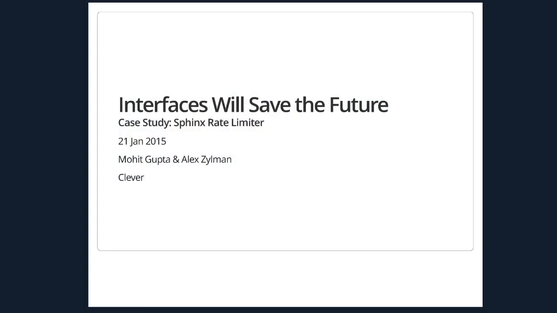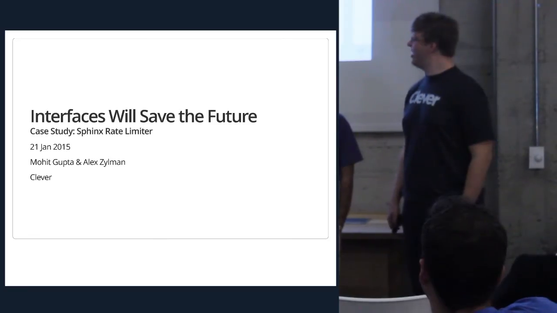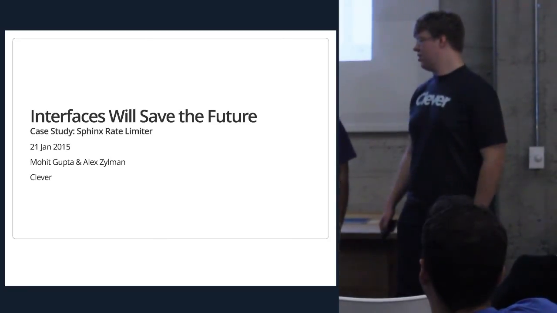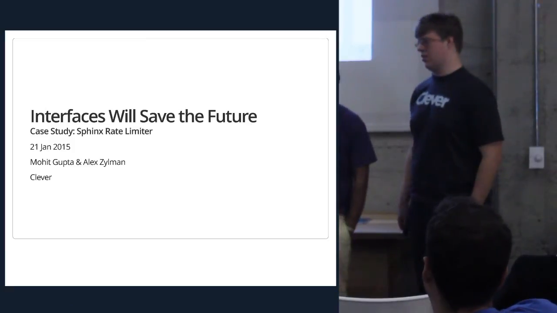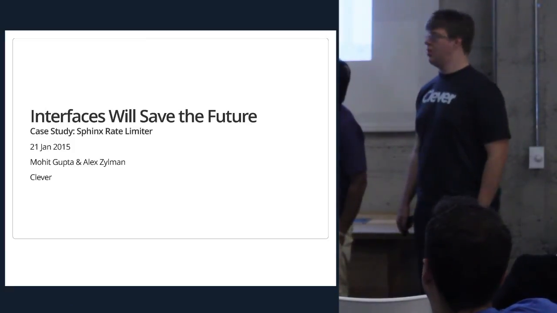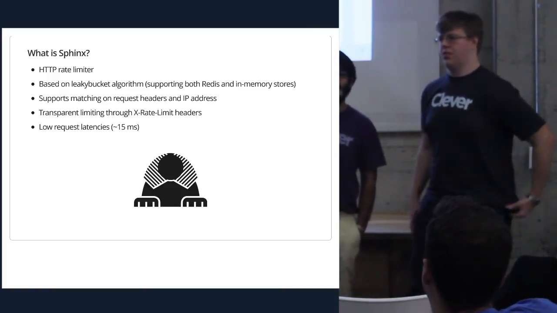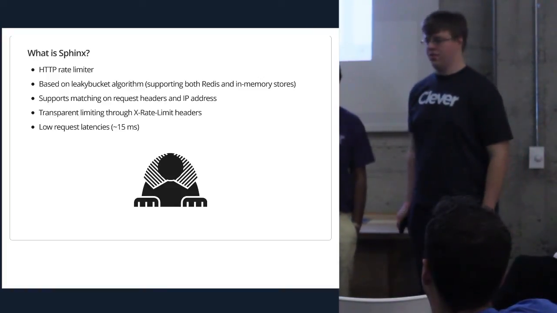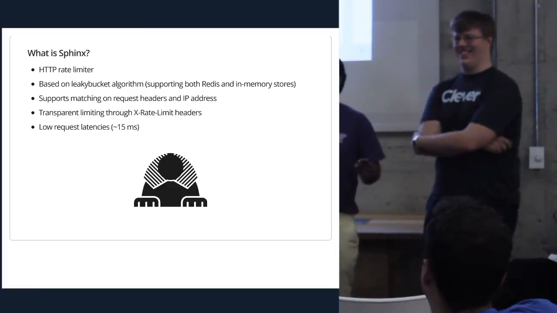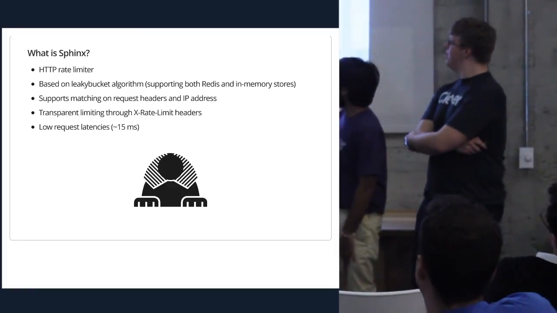This particular talk is about our love for interfaces in Go, and we're going to use one of the first big projects in Go that we did at Cloud, which was a rate limiter called Sphinx. Before we go into why we love interfaces and how they make everything better, I want to give some sense of what Sphinx is.